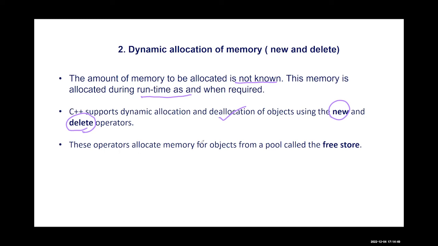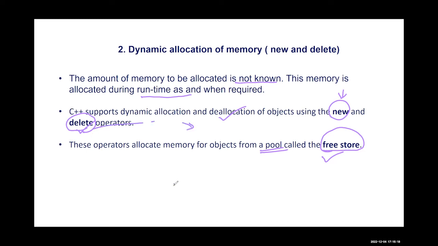Now these operators allocate memory for objects from a pool called the free store. This terminology is also important. There is a pool of free memory, all collected together, called a free store. From there, the new operator picks the memory if it needs to be allocated, and the delete operator deallocates the memory and gives it back to the free store.